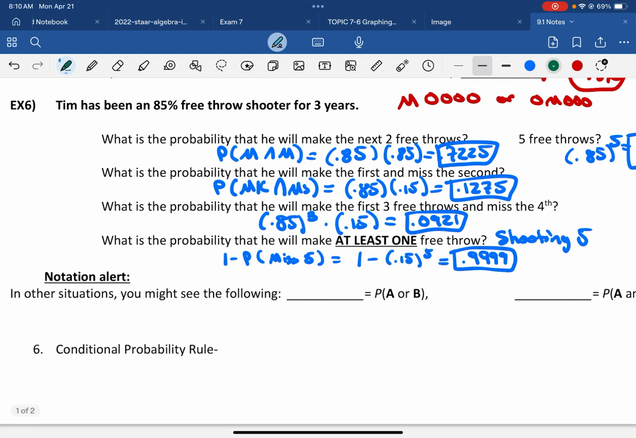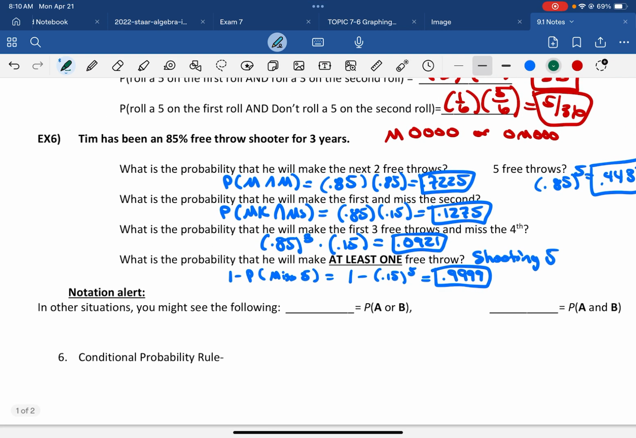All right, so let's talk about a little bit of notation. Okay, in other situations you might see the following. The probability of A, capital U or big U, means or. All right, and then above I did mention and. There's your and notation.